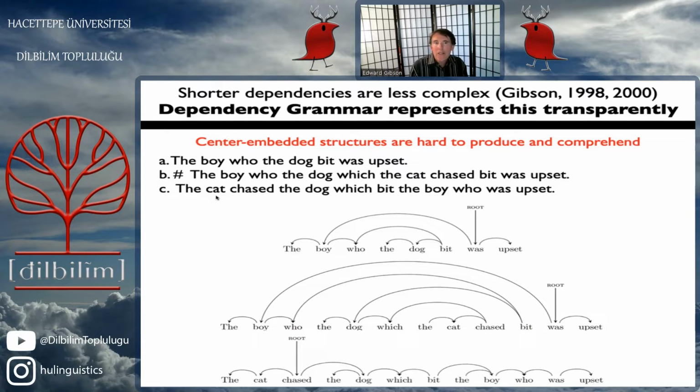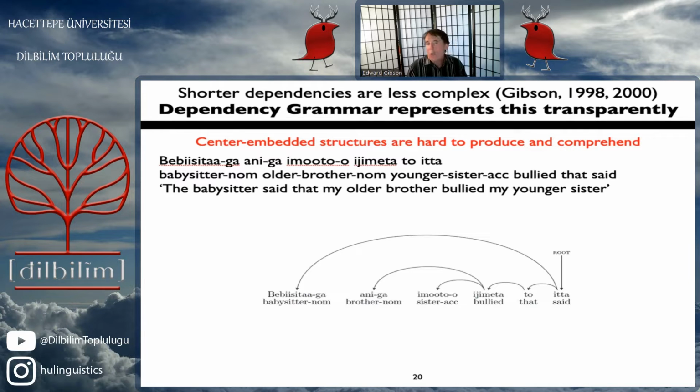And you can say something with a similar meaning, which, as long as the dependencies are local, there's no trouble in doing that. The cat chased the dog, which bit the boy, who was upset. The dependencies are all local, no problem producing and comprehending that. And it's not just SVO word order like English.